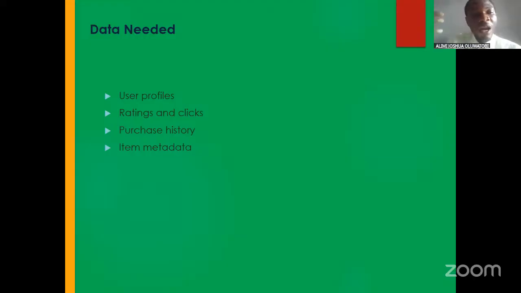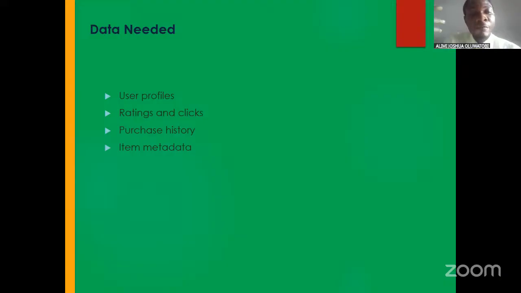And we also have the purchase history. This one is particularly for online shopping and online platforms where you can buy things. Once you purchase something, the system also brings similar items to you to purchase.